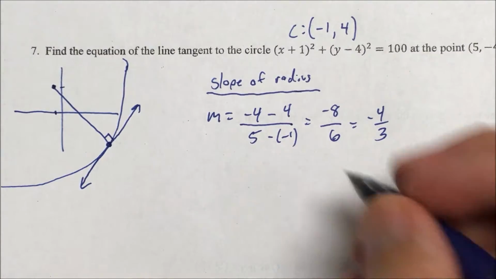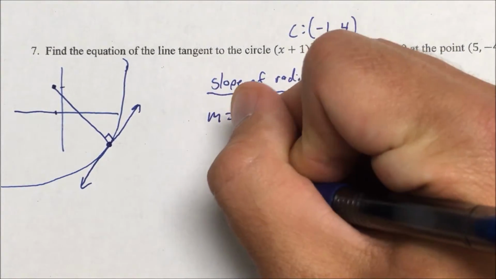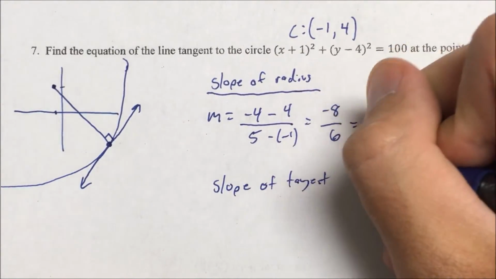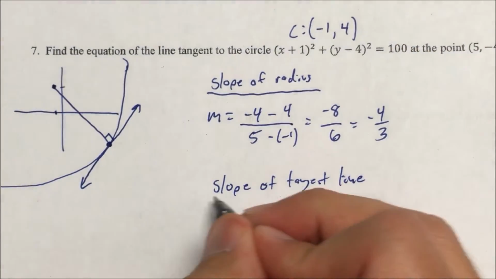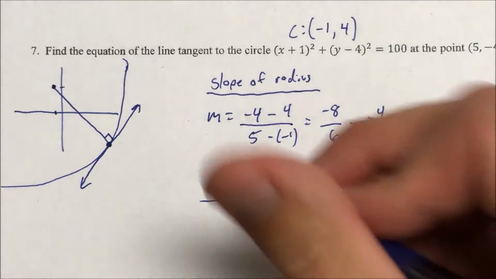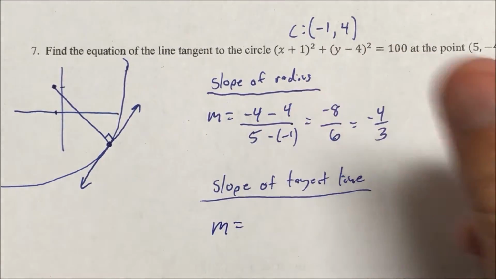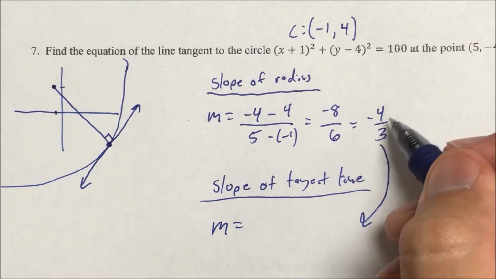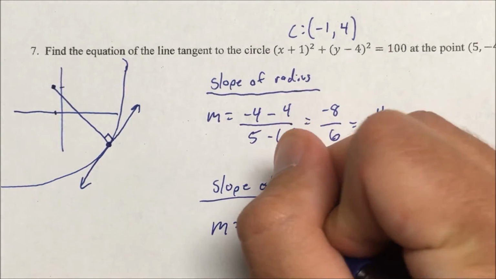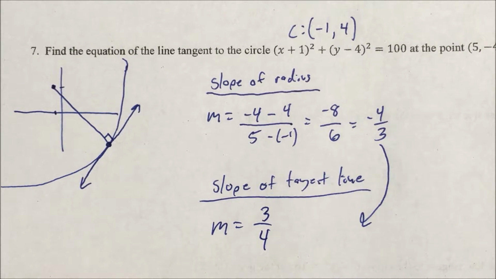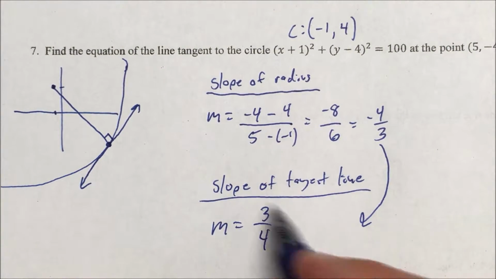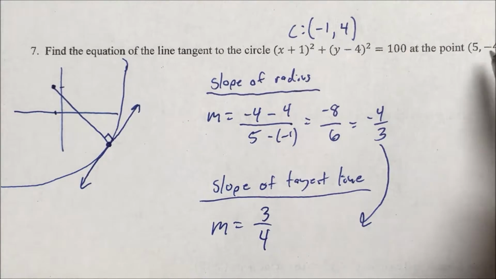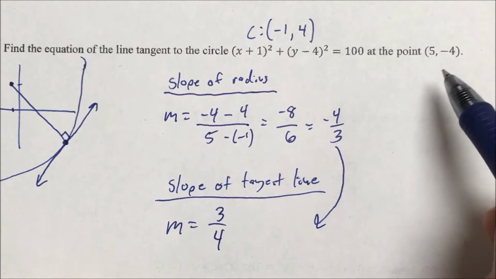Okay? And now if I want to find the slope of the tangent line, that says tangent if you can't read. It's just going to be the opposite reciprocal of that. So the opposite would be positive, and then reciprocal, I'm going to flip it. So it's going to be 3/4. So I have a slope for my tangent line now. It's positive, it's going uphill, that's good. And I know that it goes through this point, 5, negative 4.